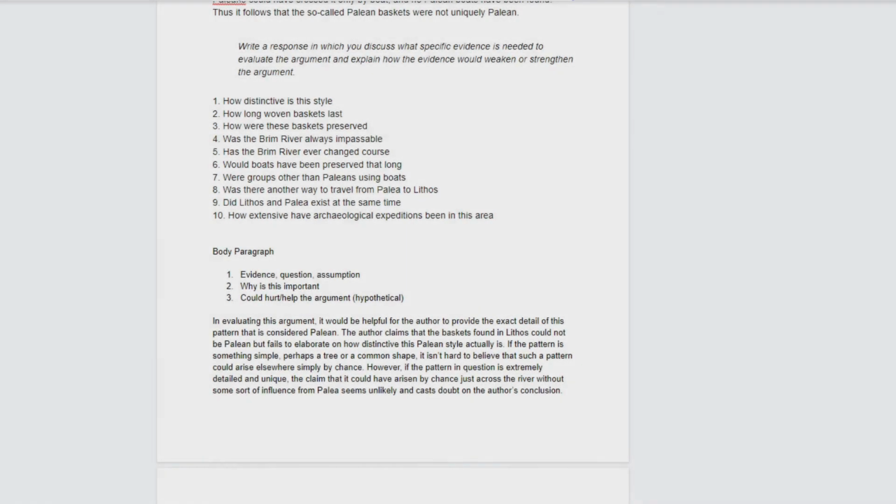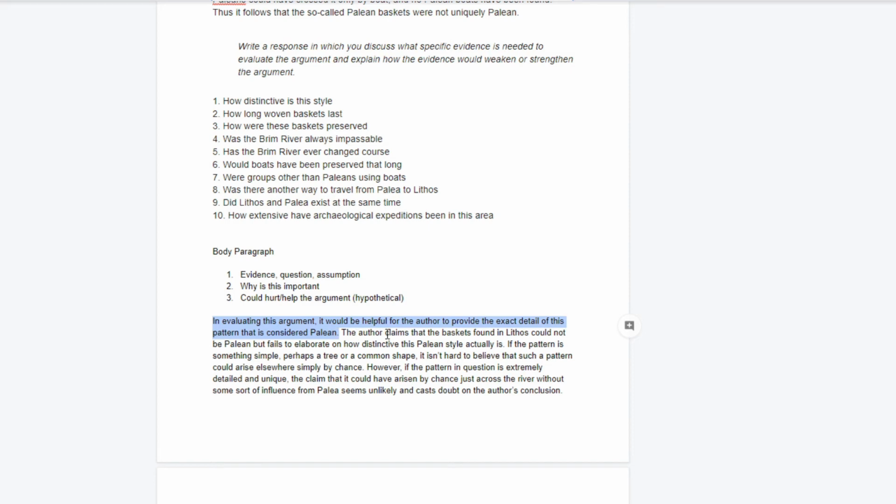So I've taken a little time to just mock up what I think would be a decent body paragraph in response to this prompt. And again, I'm just trying to detail what it looks like to follow this general template. So the first thing I want to do is establish, what is this piece of evidence that I want to question? In this case, in evaluating this argument, it would be helpful for the author to provide the exact detail of the pattern that is considered Palaean. So this is what I want to talk about.